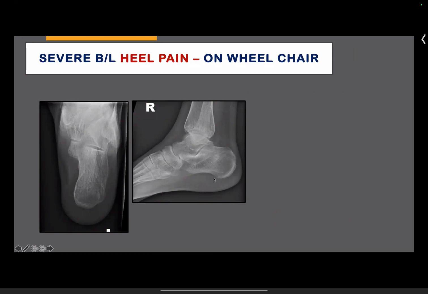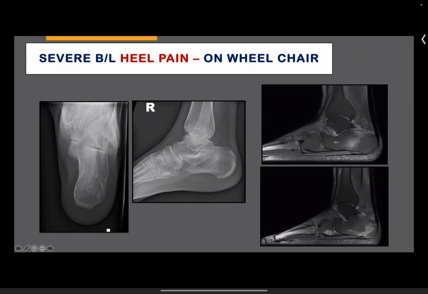No plantar calcaneal spur. But lo and behold, when you do the MR, both sides were done. So I'm showing you just selected sagittal STIR images, and you can see there is a band-like marrow edema and there is a fracture line as well. So she's got insufficiency fractures. Her vitamin D was low, probably related to that.